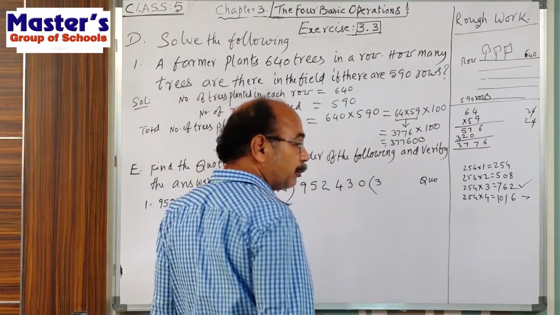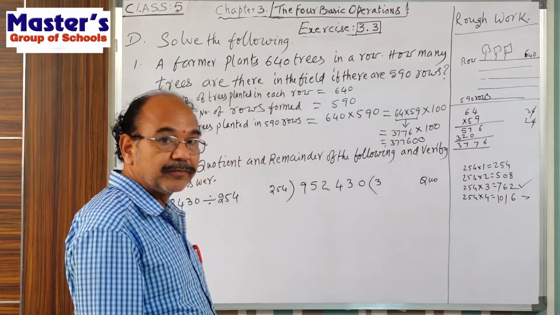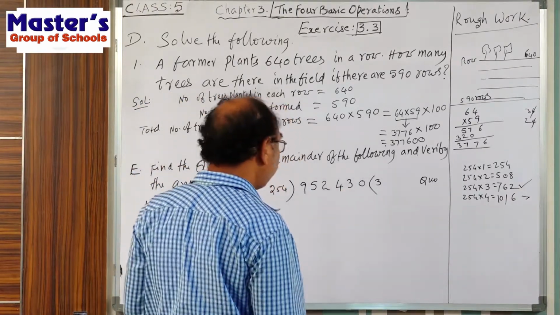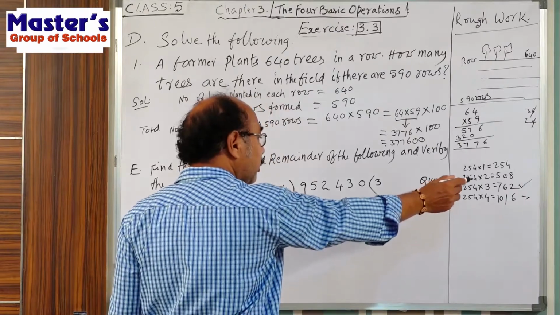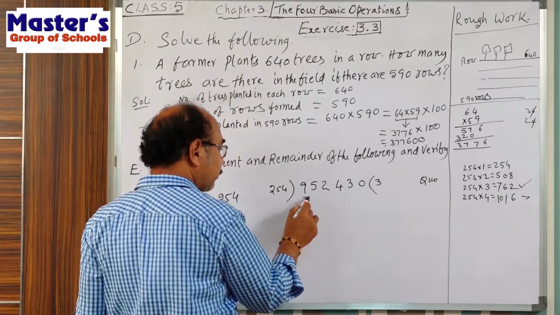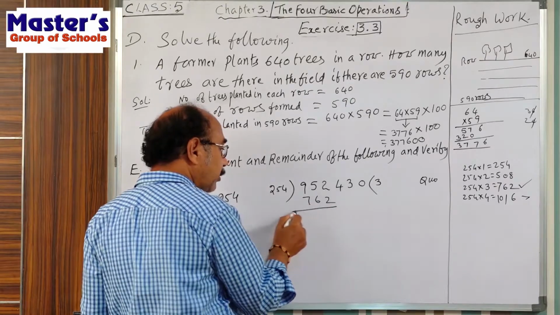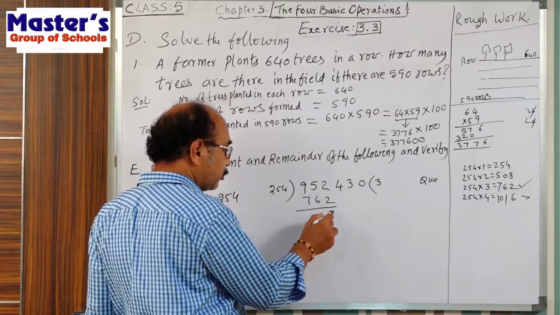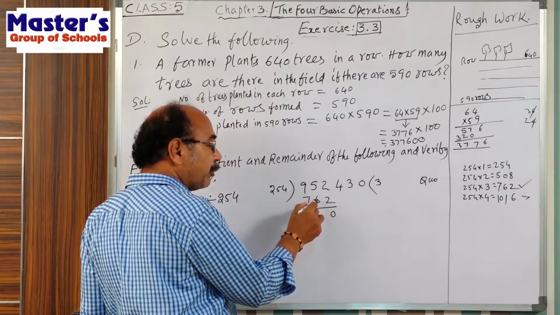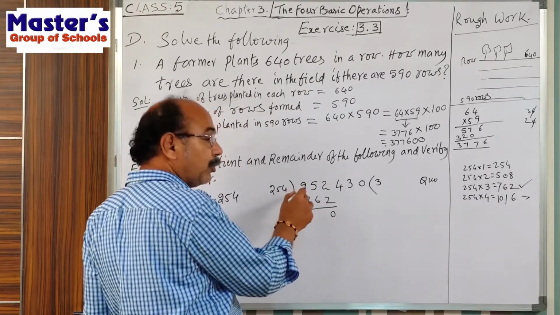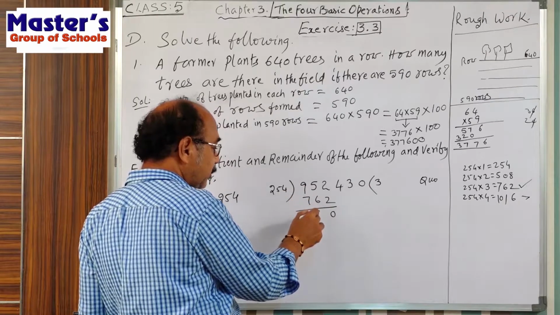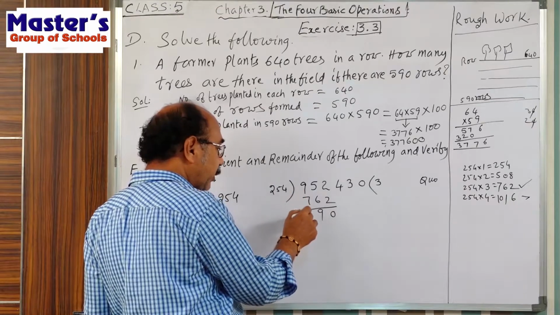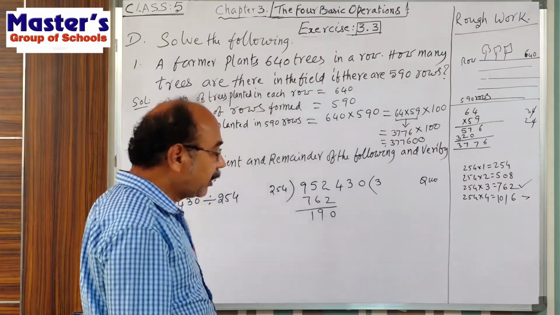In the place of the quotient, write 3. 3 into 254 is 762. Write 762 under 952. Then subtract. 2 minus 2, 0. Here 5 minus 6, so take borrow. 15 minus 6, 9. Here 9 you borrow, that's why here 8 minus 7, 1. 190 you got.